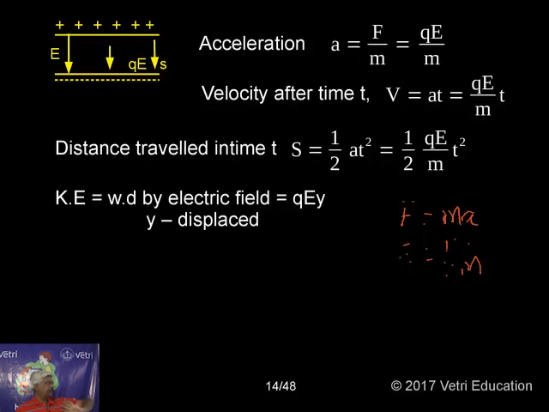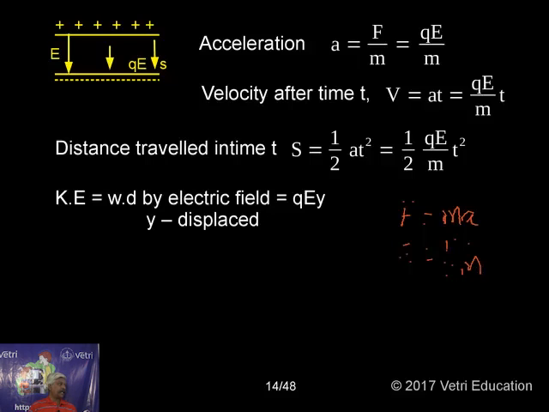This is actually the velocity. Now the distance traveled in time t. This is the distance from the positive charge to the negative charge, the distance between the two places. How much is the distance? It can be calculated using mechanics. We know S is equal to ut plus half at squared. Here the initial velocity u becomes 0. Therefore, half at squared, simply half of QE by m into t squared. That is the formula for finding the distance traveled. This is the distance traveled by a charge at rest in a uniform field.